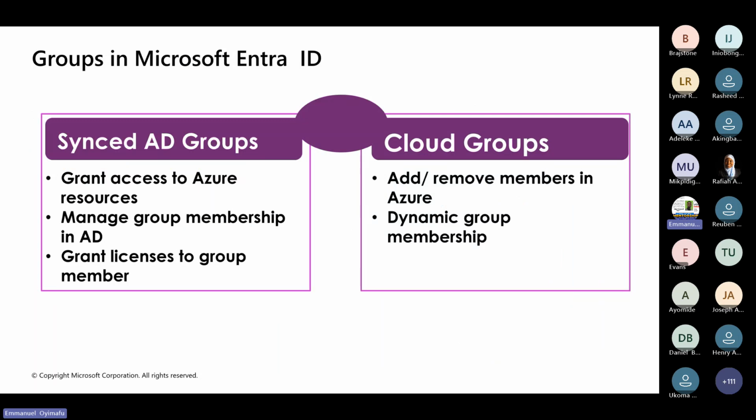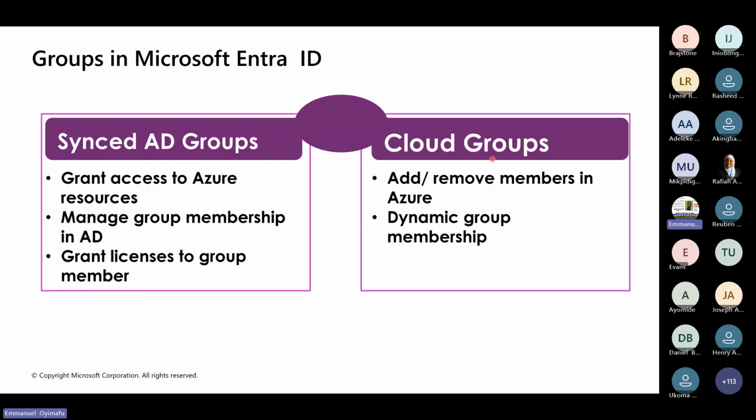So let's look at the two types of groups we have. We have synced AD groups and cloud groups. For the synced AD group, you can use it to grant access to Azure resources. You can use it to manage group membership in AD, and you can also use it to grant licenses to group members. Instead of assigning licenses one after the other to people, you can just create a group, then assign the license to the group. So every member of that group inherits the license you have assigned to that group, so long as the license is enough to accommodate the members of the group.